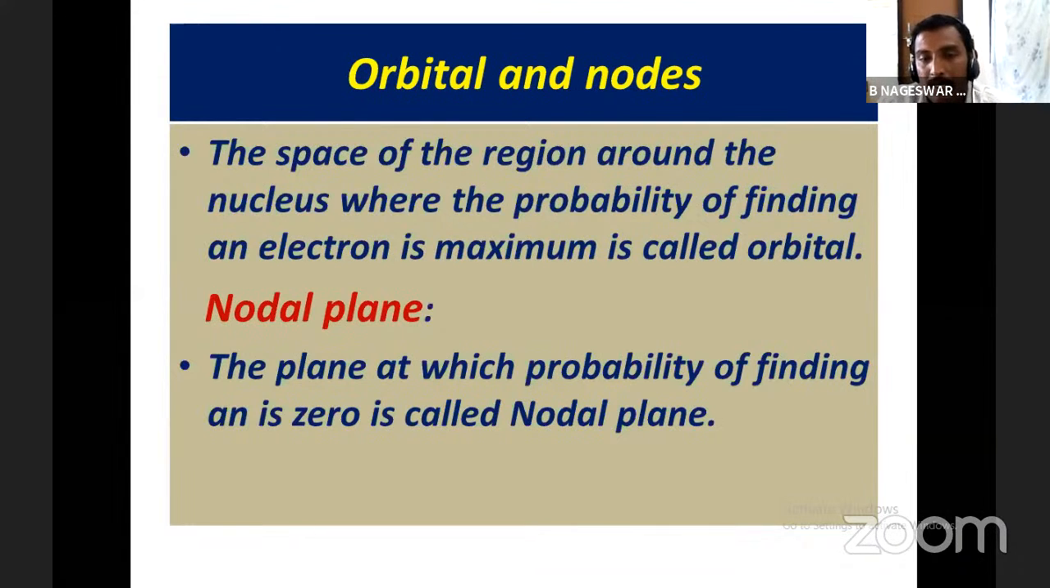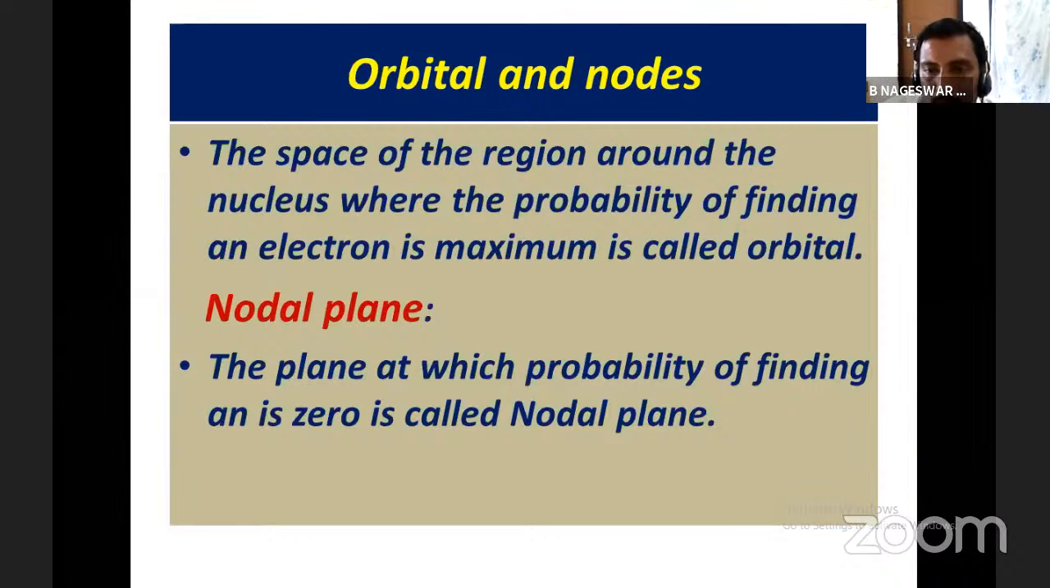Next, suppose that in a particular place we cannot find any electron. That means the plane at which the probability of finding an electron is 0, that is called a nodal plane.